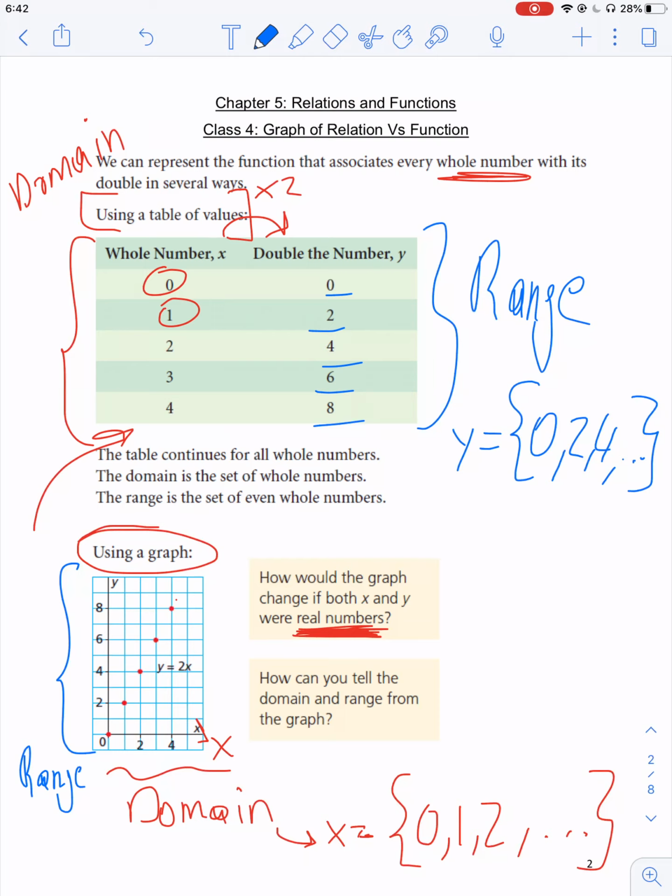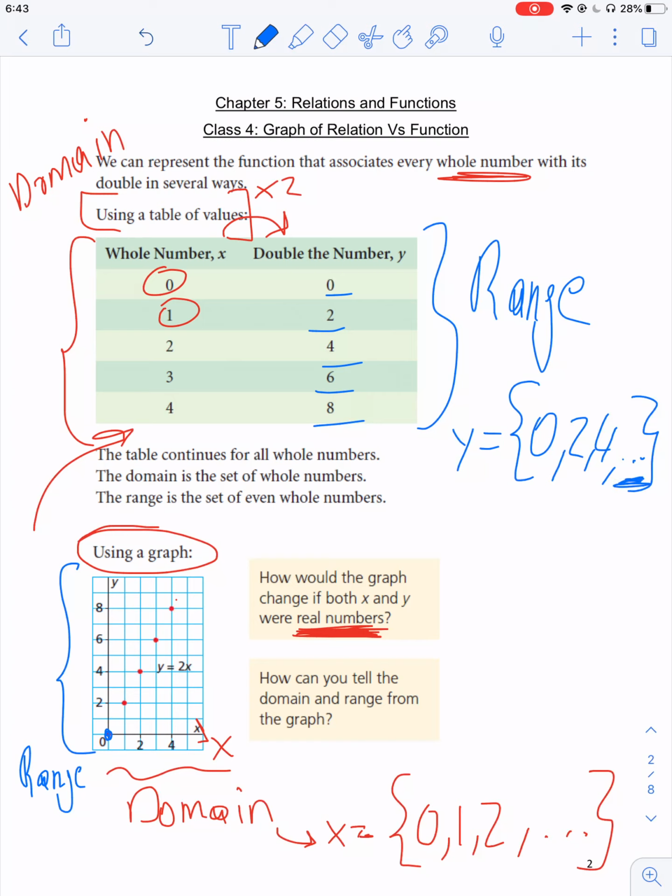So for domain and range, you have to look at your x-axis and find the minimum value for the domain. Your minimum x value over here is 0, and there's no maximum, because it's going to go all the way to infinity. Same thing for your range: the minimum y value is 0, but there is no maximum. That's why I'm putting 3 dots over here.